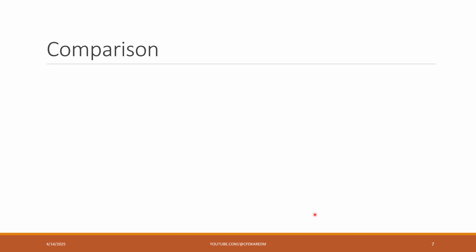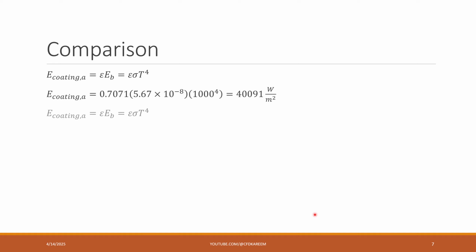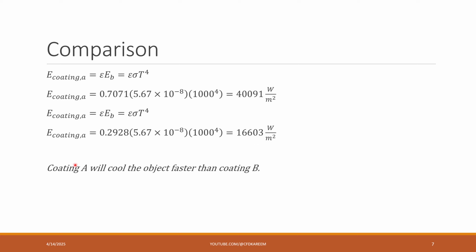And so we can compare these two by calculating the total emissive power from each. We'll do that by using our simple equation up here of epsilon, our emissivity that we calculated, times sigma, the Stefan-Boltzmann constant, times T to the fourth. And we'll use our initial temperature. We can see for coating A, we're going to get a total emissive power of about 40 kilowatts. And for coating B, this should actually say B for our secondary coating, we're only going to get a dissipation of about 16 kilowatts. And so we can clearly see from this value that coating A will cool the object much faster than coating B.